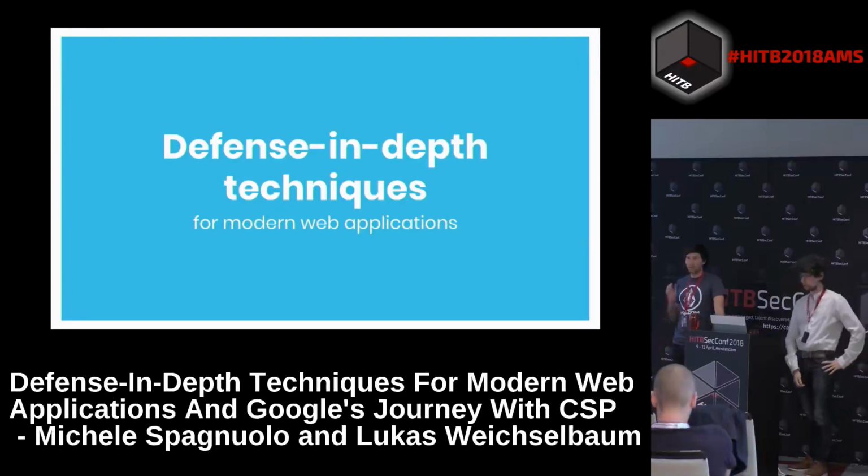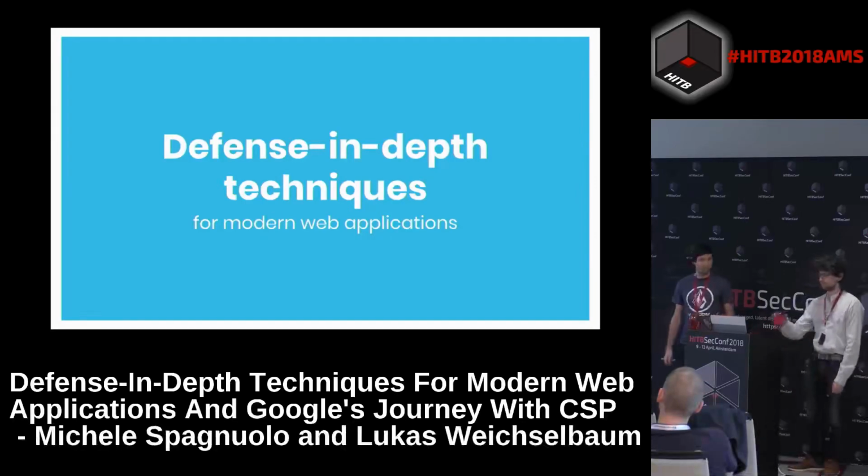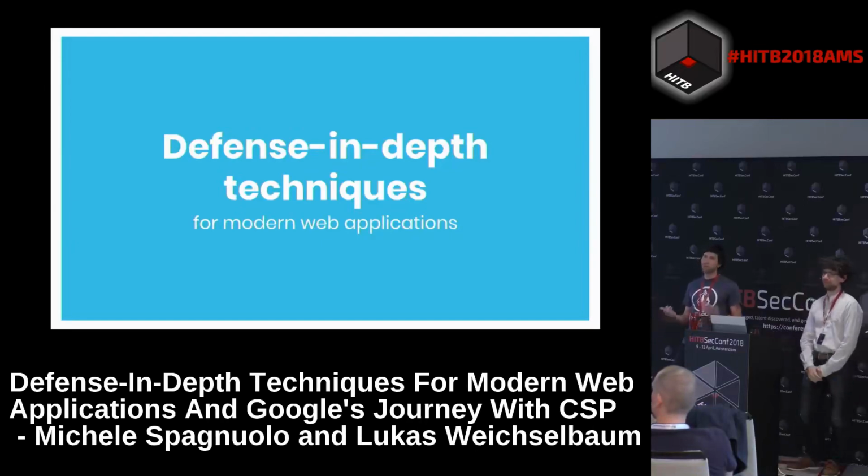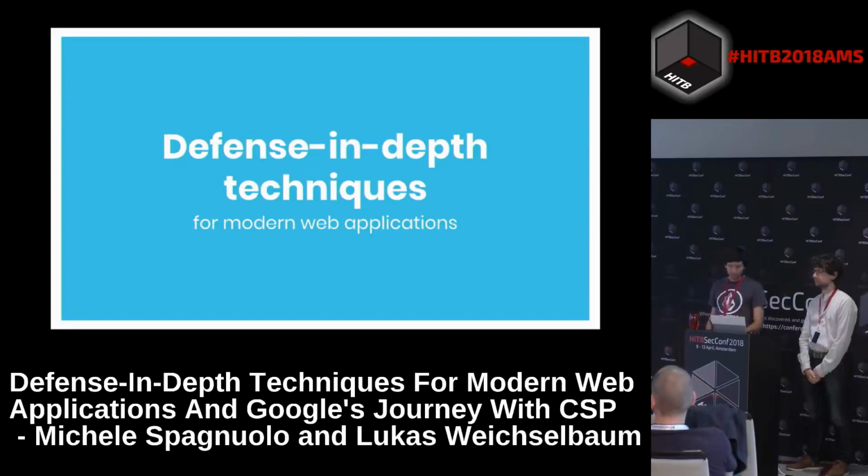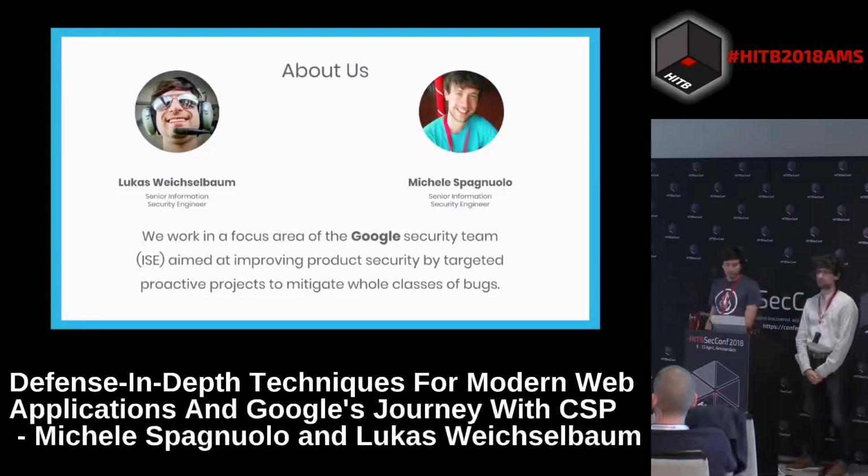There are a couple of really cool features in the browser platform that support developers in building a safety net in case the primary defense mechanism fails. Especially for sensitive applications like Gmail or banking sites, you really want to have a second layer of defense in case something goes wrong, right?